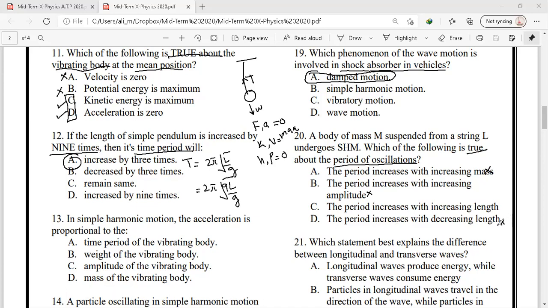That is the incorrect option. The period increases with increasing length. Time period is directly proportional to the square root of length, and time period is inversely proportional to the square root of g. So the correct option in this question is option C.